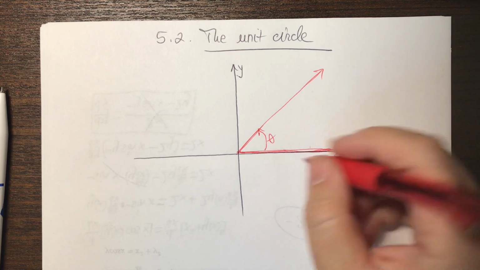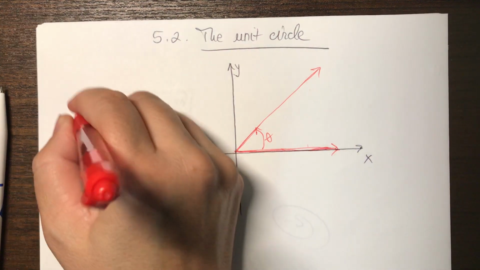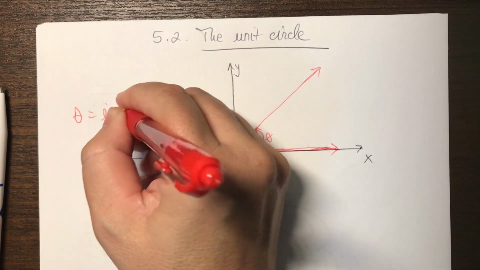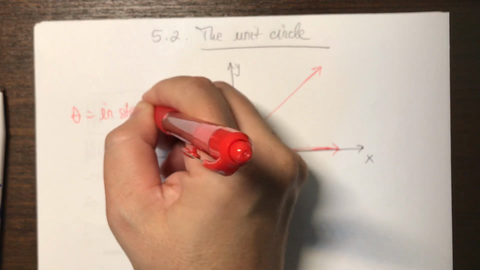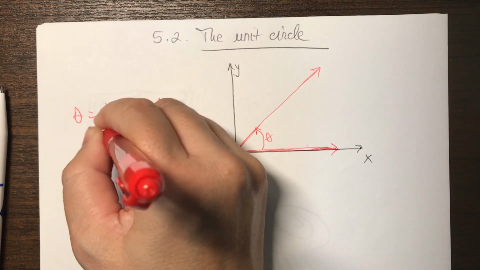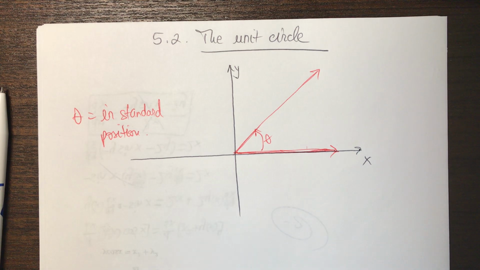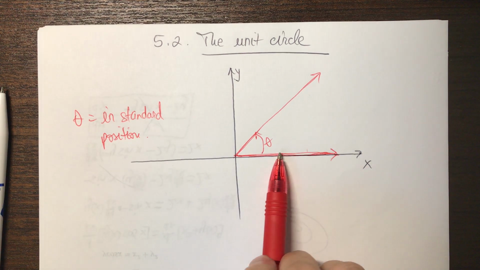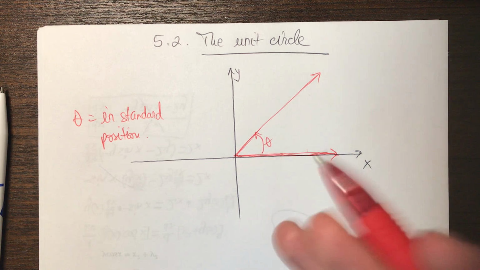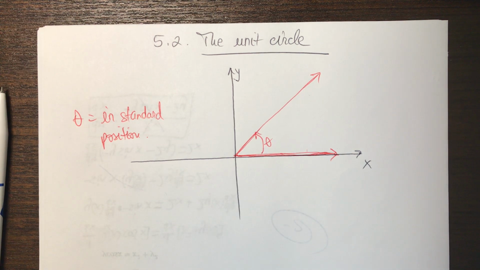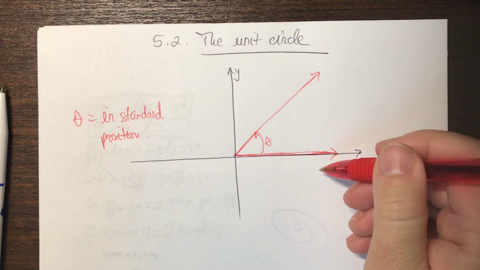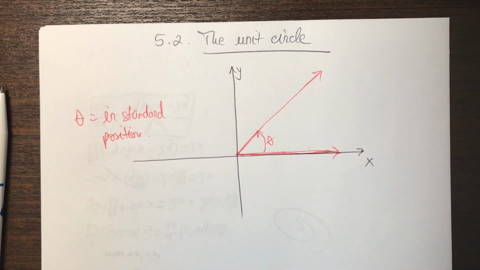So here it is. I already drew an angle theta in standard position. Just as we reviewed in the last section, that simply means its initial side is on the positive x-axis, and its terminal side is somewhere, it doesn't matter. Now, what is the sine and the cosine value?